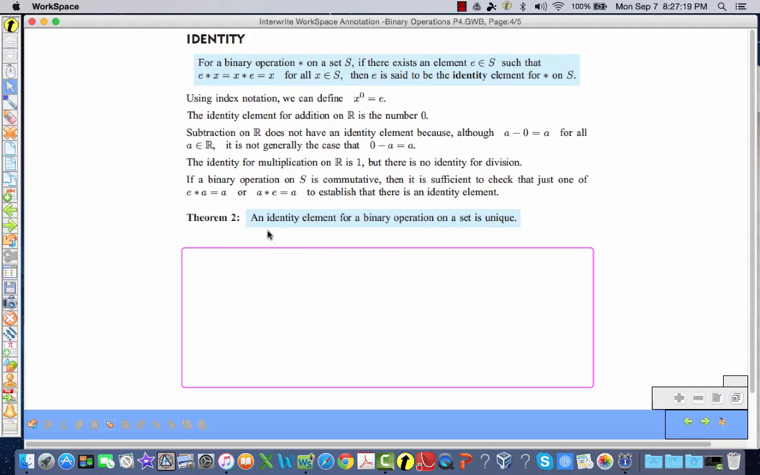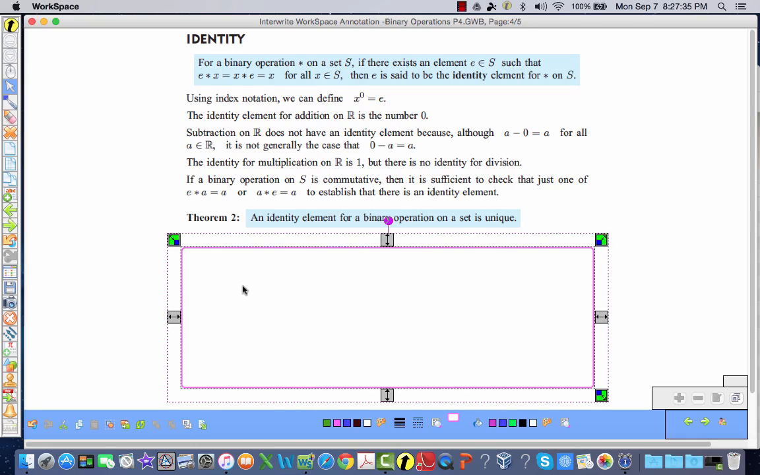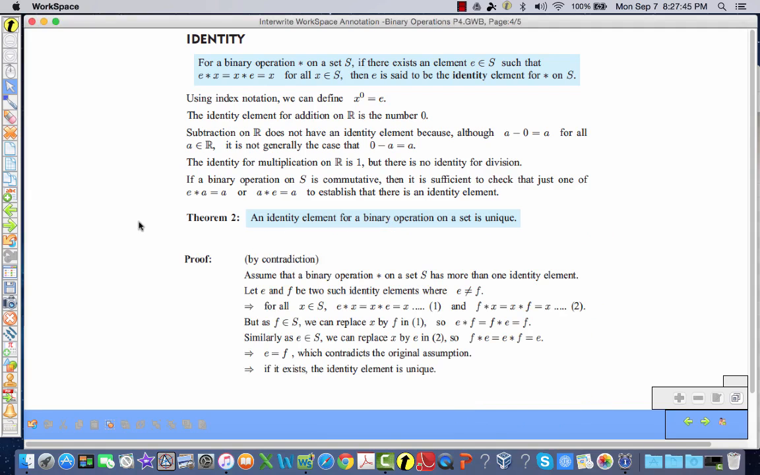Okay. The identity element for a binary operation on a set is unique. In other words, once you find an identity on some set S, some set of numbers S, that is the only one. There's only one identity per set if the identity exists at all, because many times the identity does not exist. This is a proof of Theorem 2 by contradiction. I'm not going to go through it. It's beyond the scope of the course at this point. But if you'd like to, you can pause the video and read through it.